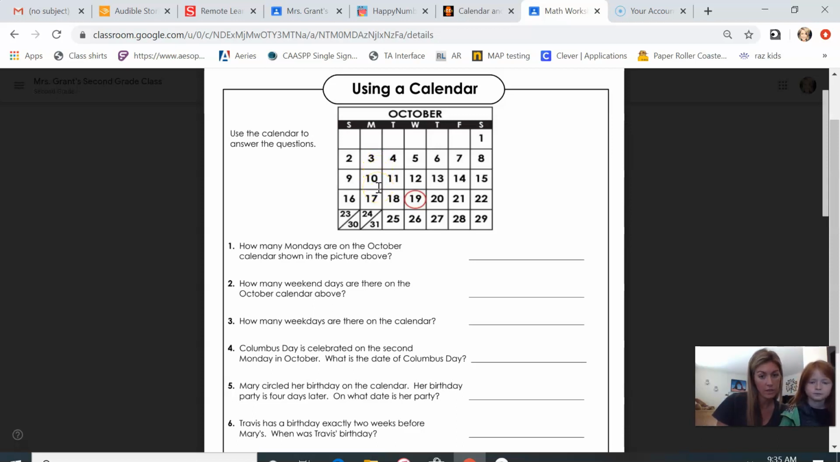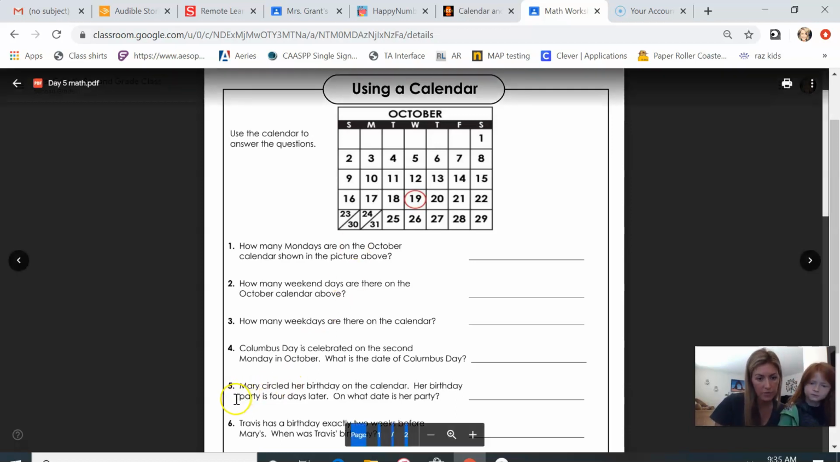So it is on what day? The 10th. So Columbus Day falls on the 10th. This is the second Monday of October. Excellent. Let's look at number 5.